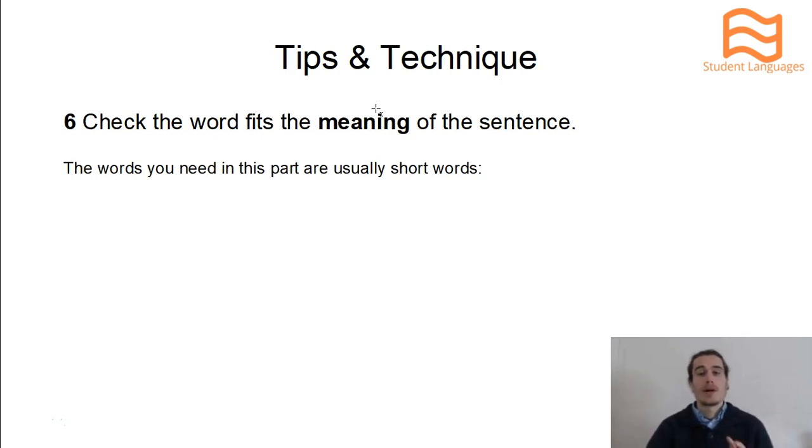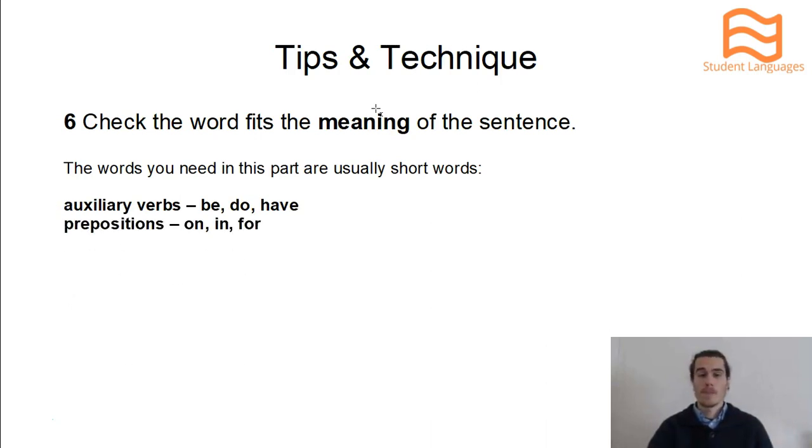And I tell you that in part 2, in this part, normally the words that you need to think of are short words, not long words, but short words. And typically, these are auxiliary verbs, for example, be, do or have. Prepositions, for example, on, in or for. And relative pronouns, for example, which or what or who. These types of words are very common in part 2 of the Use of English paper.